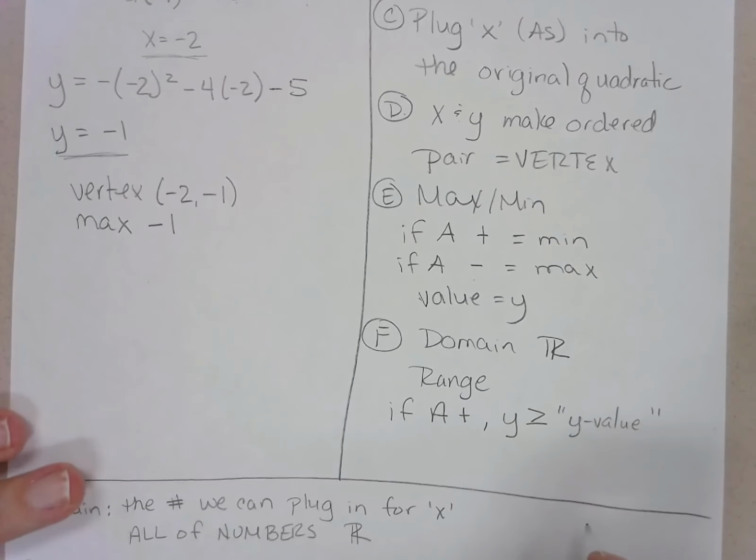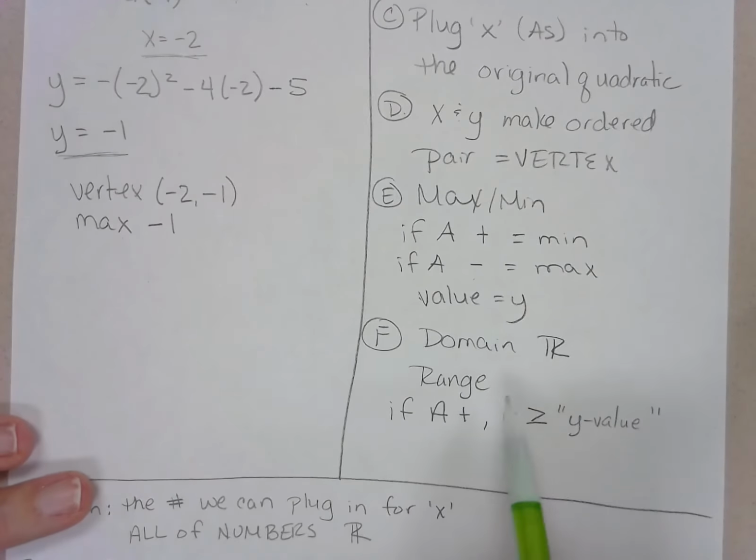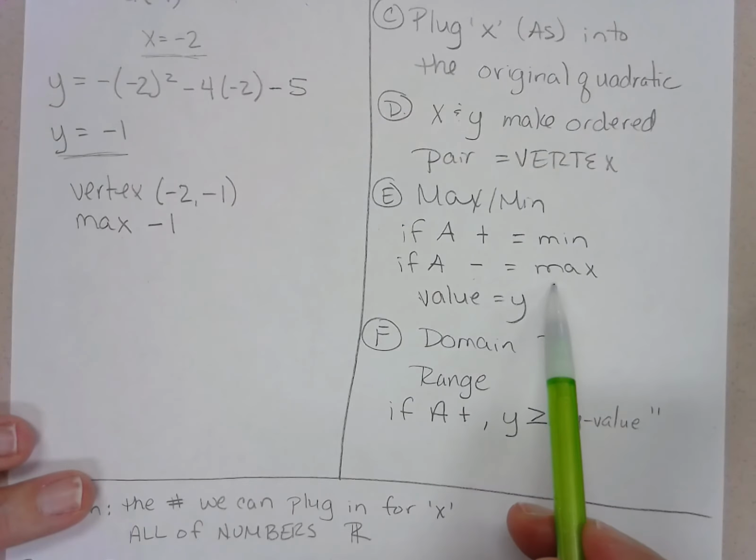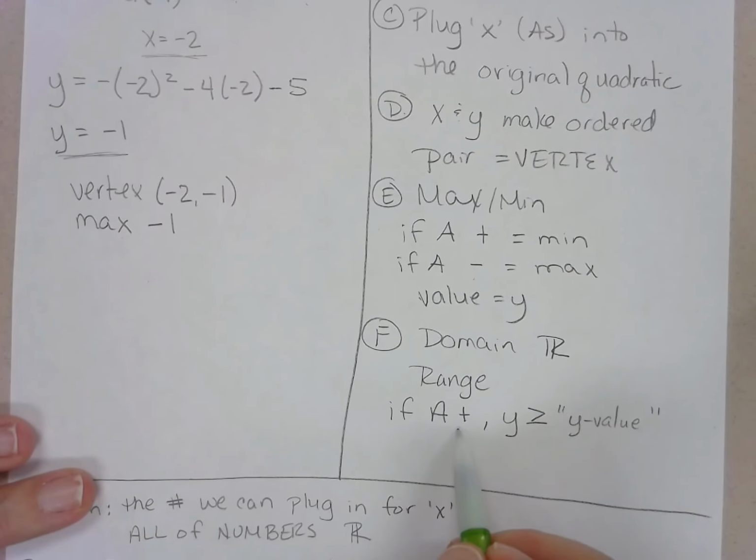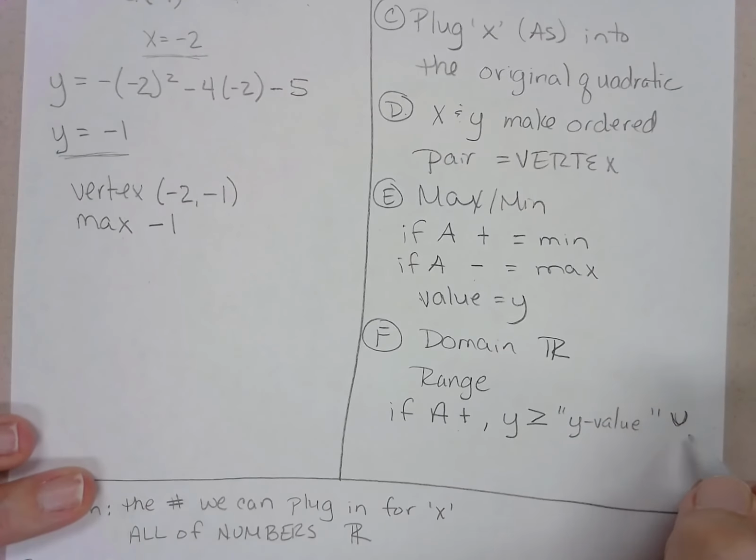Because what the range is saying is, the range is looking at the parabola, and it's saying, where does my graph go from my maximum or my minimum, where does my graph go on the y-axis? So if my A is positive, that means my parabola opens like this, as a U shape. So that means it goes up from there. So all of my y's are greater than whatever that minimum is.